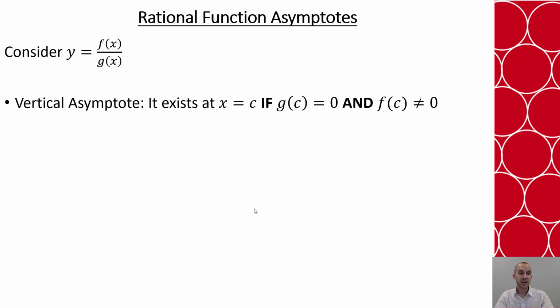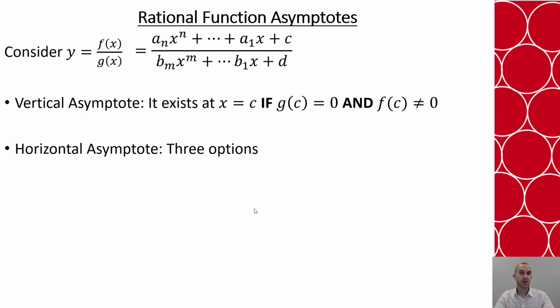If it does, what's going to happen there is that that point is going to create a hole in my graph. And that's really hard to see. You almost have to go over the graph to see it, and it'll say that's undefined at that value. The other one is the horizontal asymptote.